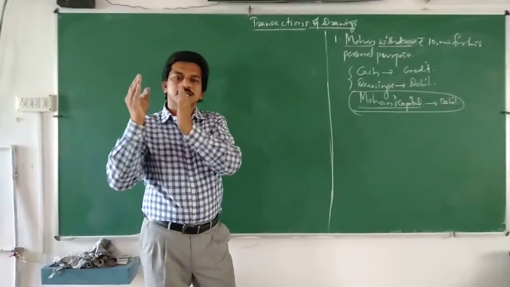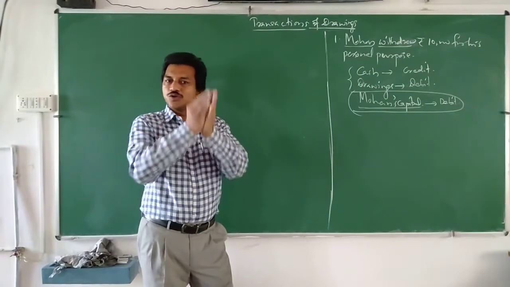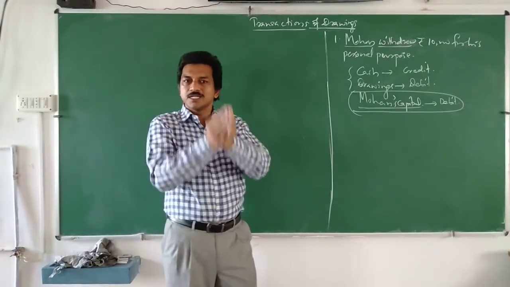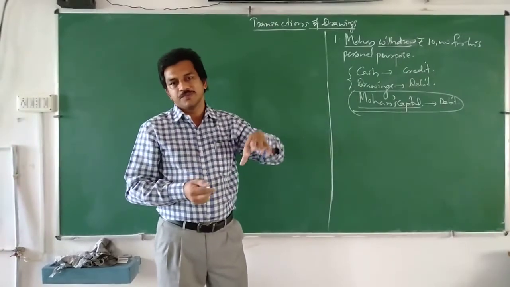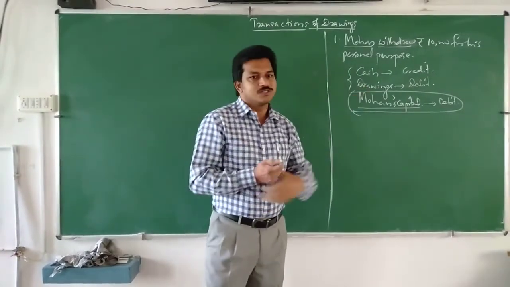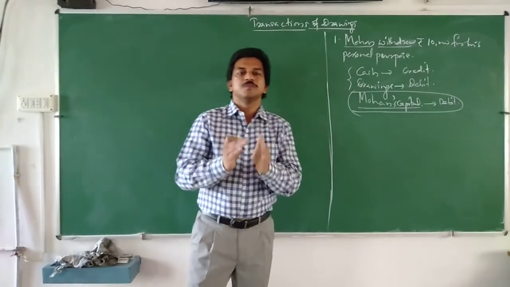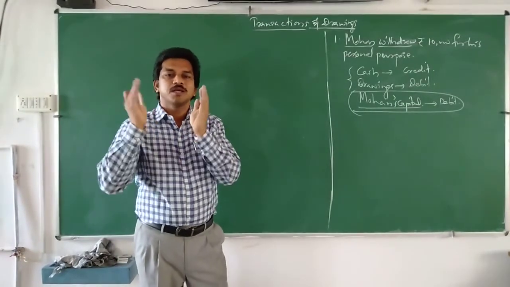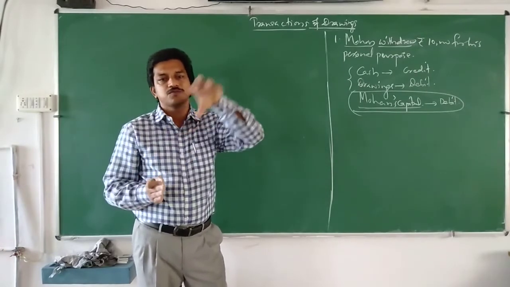Drawings is a deduction of capital. Capital has a credit balance. So in order to deduct that credit balance, it will be shown on the opposite side, that means the debit side. So that's why drawings is debited. You should understand that drawings is debited. Why? Because it's a deduction of capital. Capital has a credit balance, and in order to reduce the credit balance, we have to show it on the debit side.